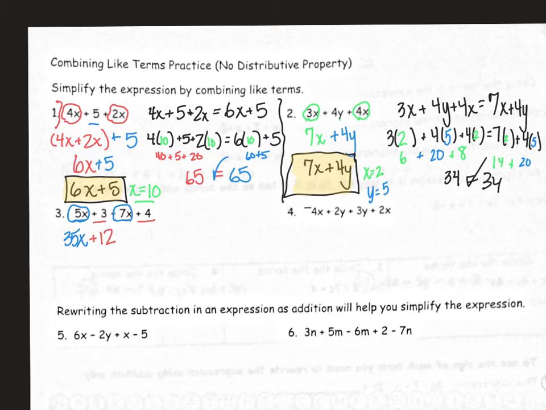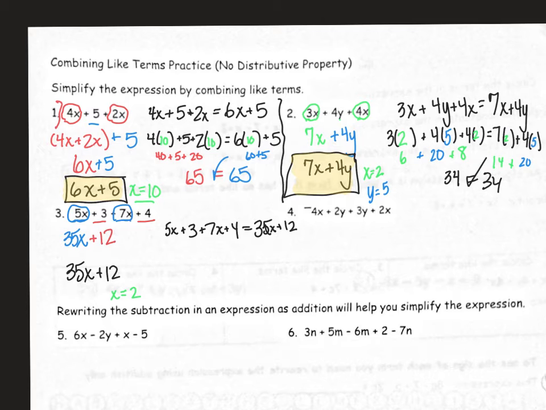So now I think that the correct expression is 35x plus 12. And I think that's my answer. So what I would do to check it is I would rewrite my expressions. 5x plus 3 plus 7x plus 4 should equal 35x plus 12. And so I just need to find a value for x, something I would like it to be. I'm going to pick x equals 2 again, okay?